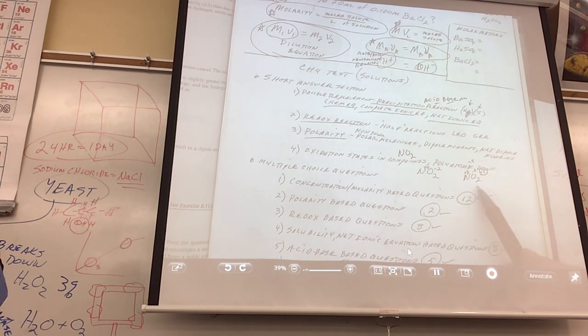This is called the nitrite polyatomic ion. Is that dinitrite? No, not nitrate. I'll give you a clue. It's not an ion because it doesn't have a charge. It says 0. Nitrogen dioxide, yes. Okay, now, what's the oxidation state of nitrogen in that?